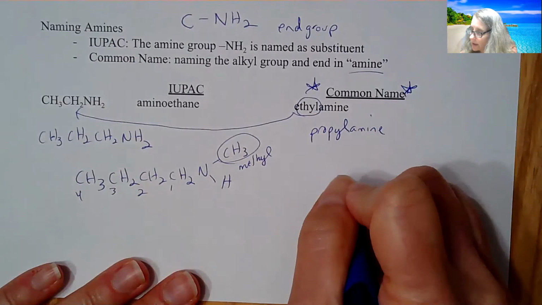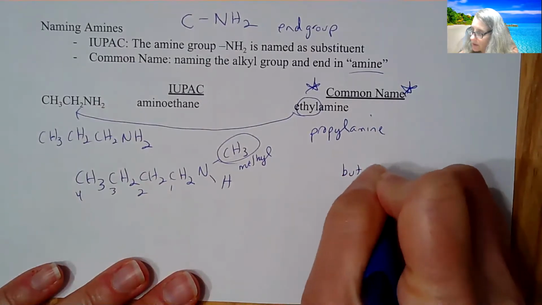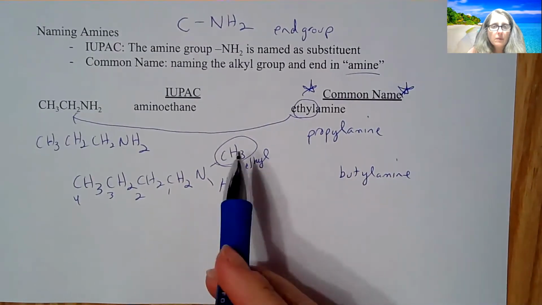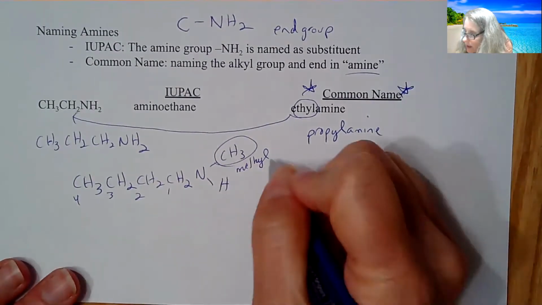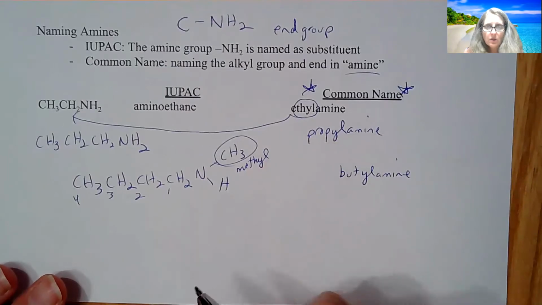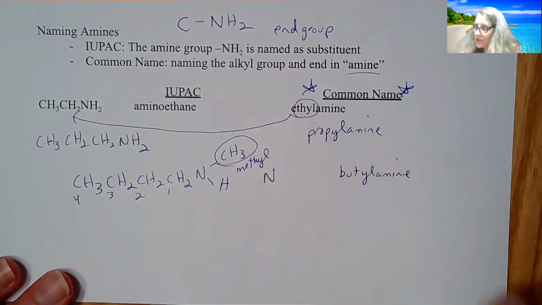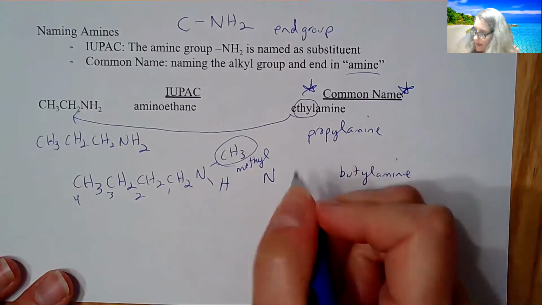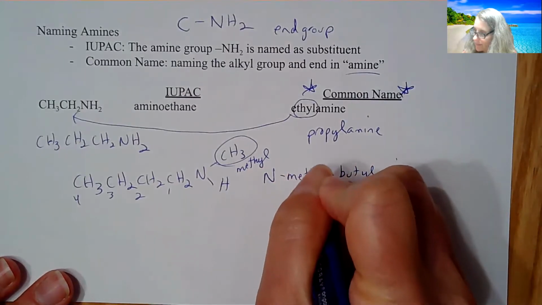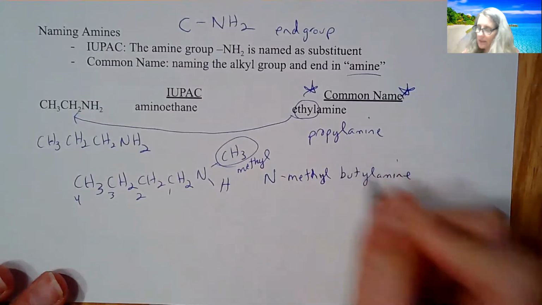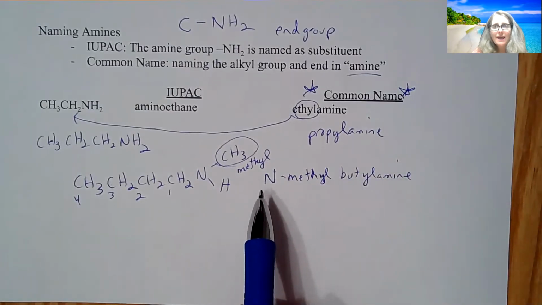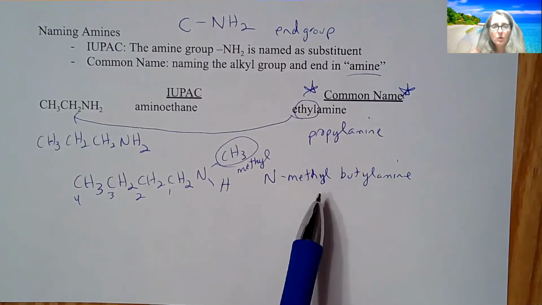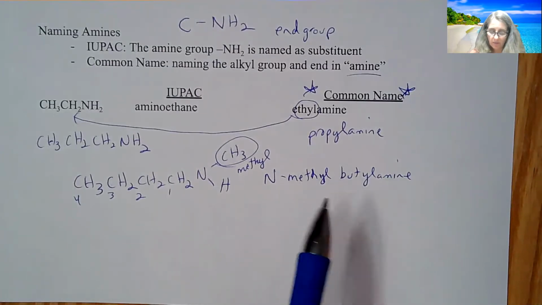I have 4 in a row, so that's going to be a butylamine. Okay, butylamine. But then I have this methyl group off the nitrogen. So I'm going to use N instead of a number, because it's always going to be off of the first carbon. And then I'm going to do a dash and a methyl. So you're going to see this for both amines and amides, where you're going to use N as a note, a way to label where it is located in the molecule.